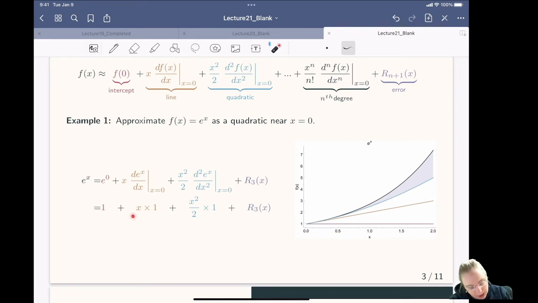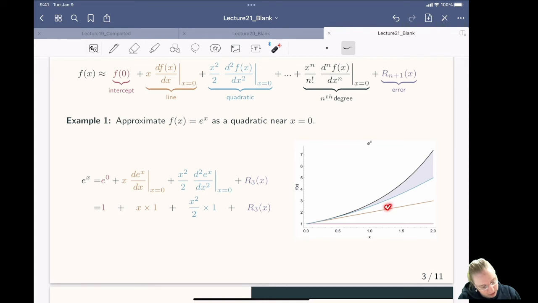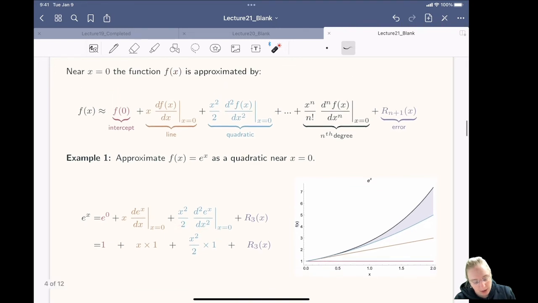So if we want to make it a little bit better, we have to approximate it as a line. So we have our linear x term times the derivative at 0. So we're going to approximate it as a line, like that. We still have a lot of error in there, so we might want to approximate it even better as a quadratic. So we have our next term, x squared over 2, that's that quadratic term, times the second derivative of e to the x, evaluated at 0.